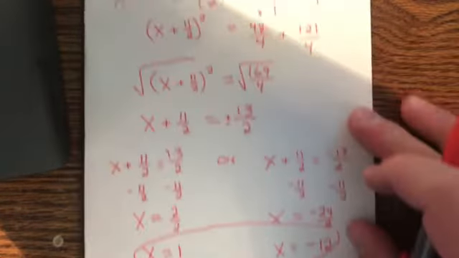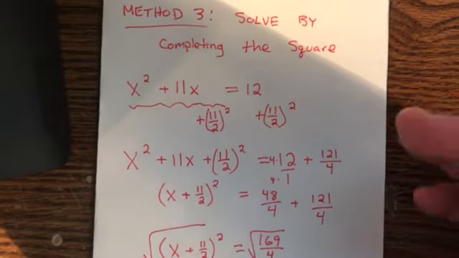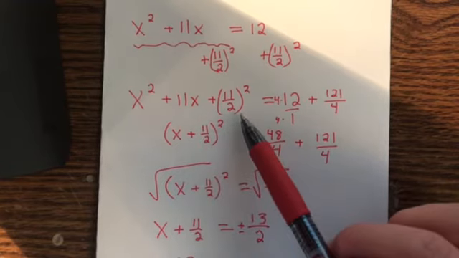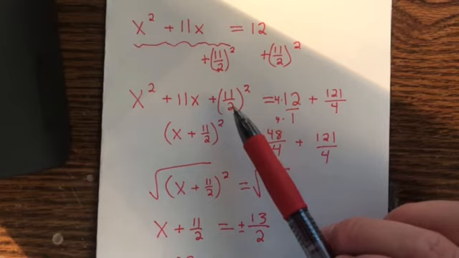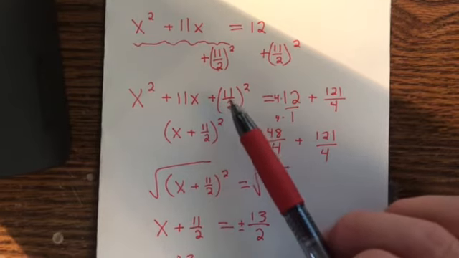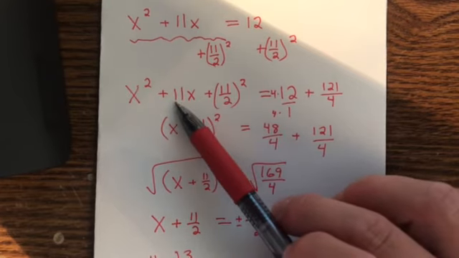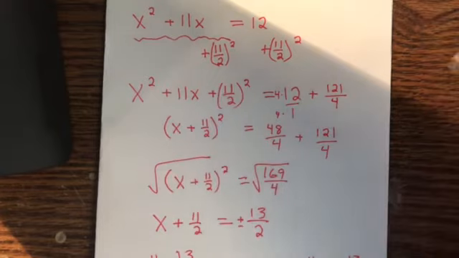So in review here, when we complete the square, our goal is to be able to take the square root of both sides. In order to do that, we have to force this to be a perfect square trinomial. This c term is always half of b, or half of the linear term, squared. That will always work.